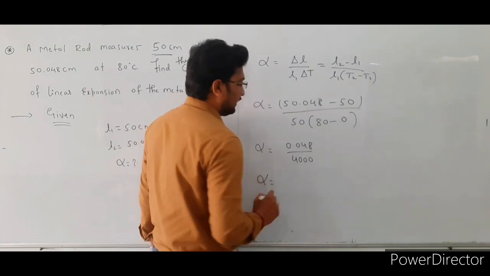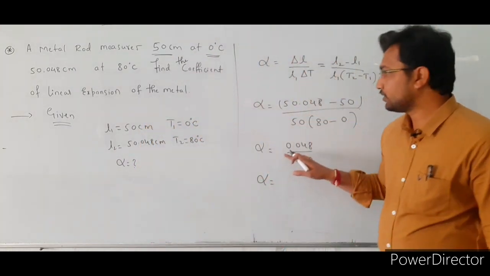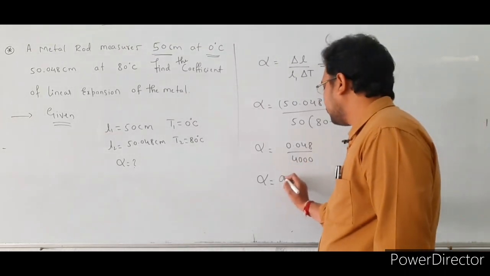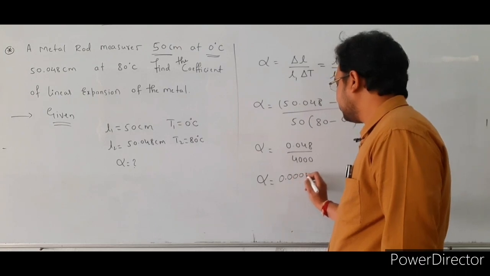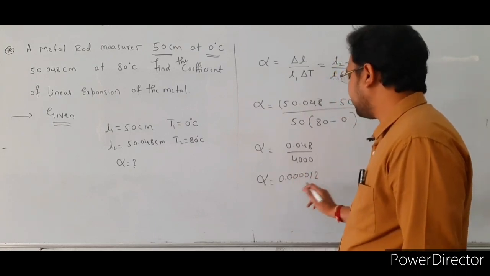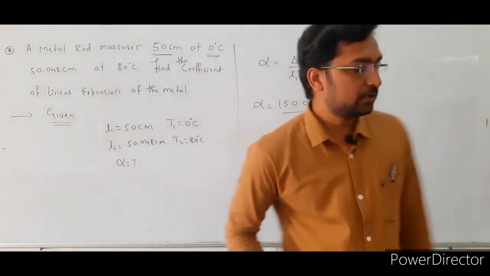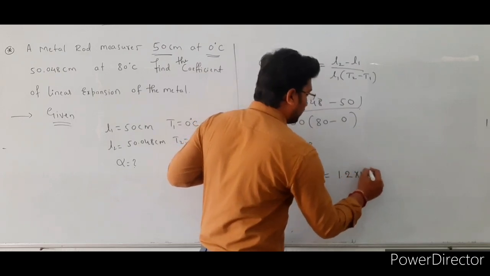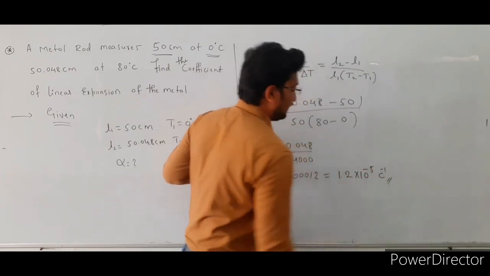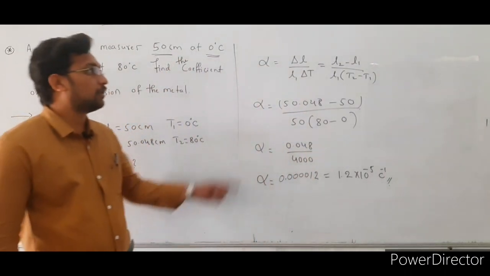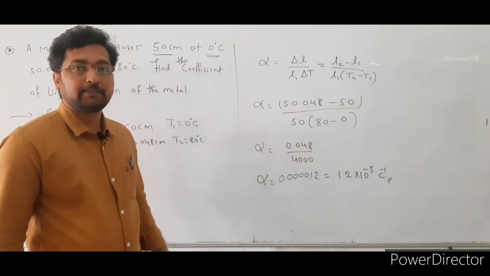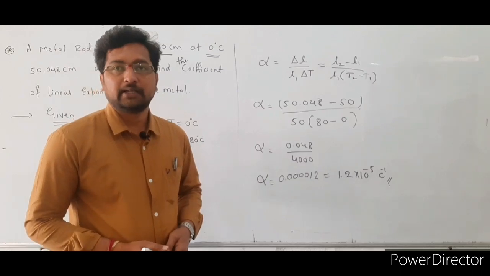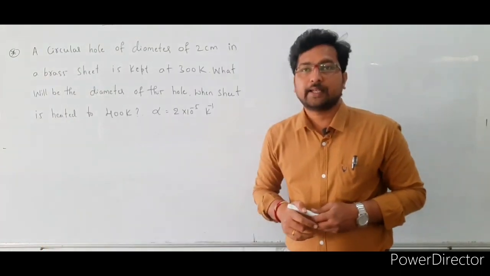So then alpha is equal to 0.048 divided by 4000. This value is equal to 0.00012. So alpha is equal to 1.2 into 10 to the power of minus 5 per degree Celsius, right? So here we are using this formula to calculate the coefficient of linear expansion. Then alpha is equal to 1.2 into 10 to the power of minus 5 per degree Celsius. Okay, see the next problem here.